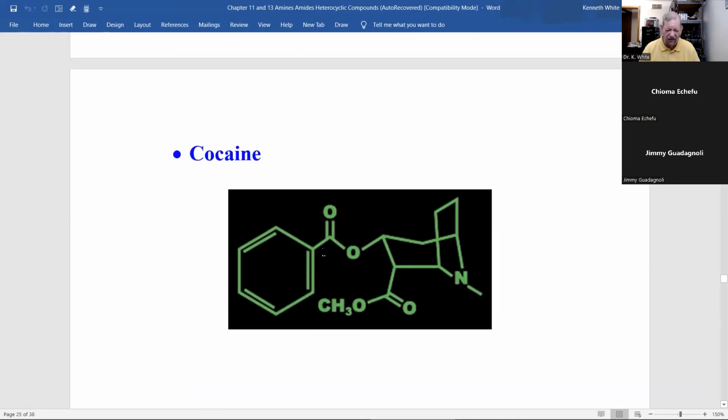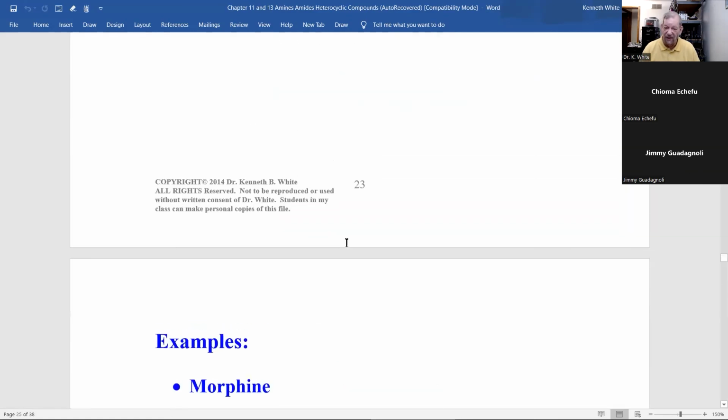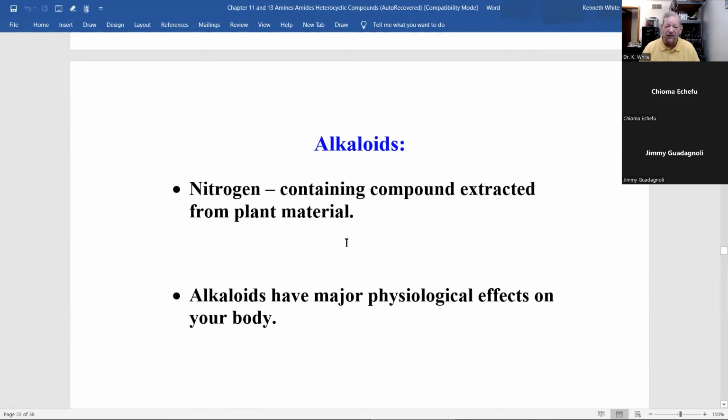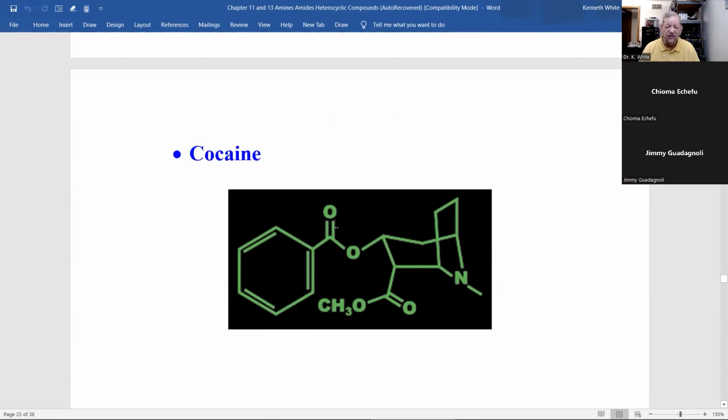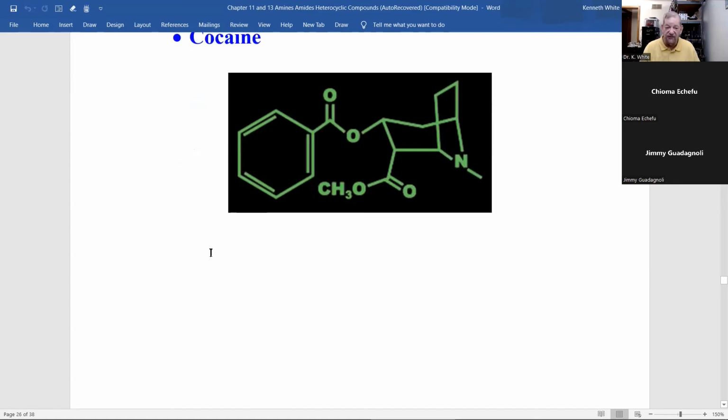Now, here's another alkaloid. Remember, alkaloids are molecules that have nitrogen and come from plant material. And an example of that is cocaine. Notice over here, end of the line is the methyl. You have a tertiary amine, ester, benzene ring. How Mother Nature came up with this, don't know, but this is cocaine. And it's an addictive drug.